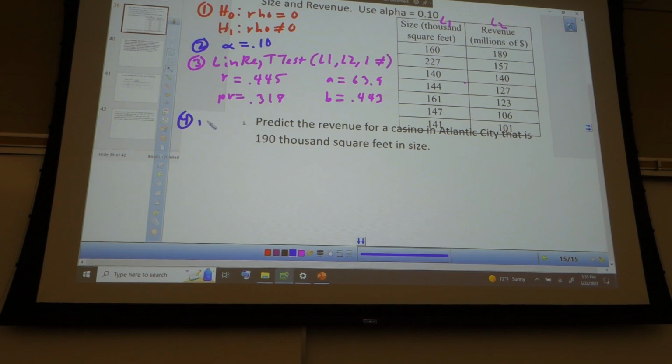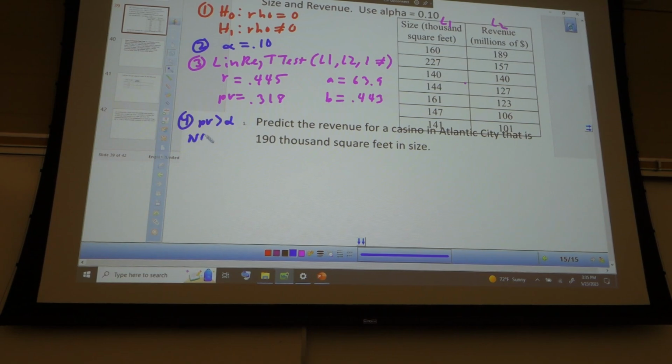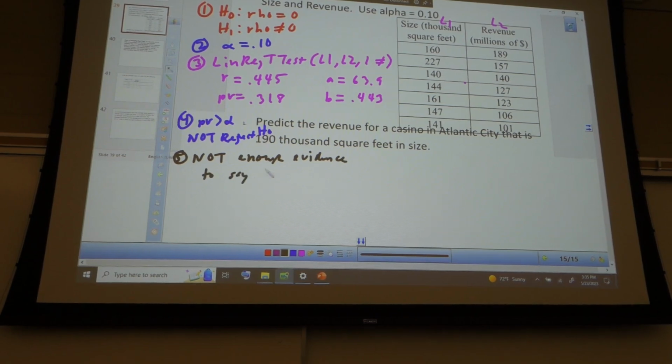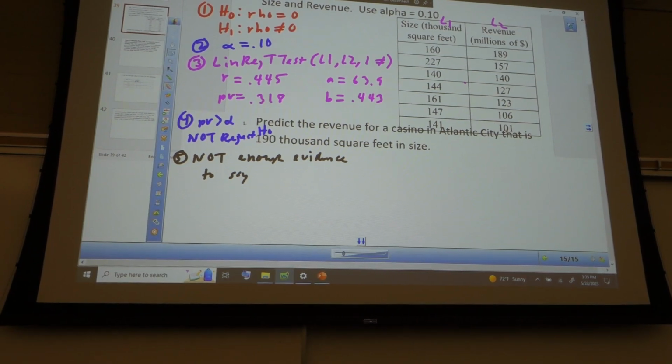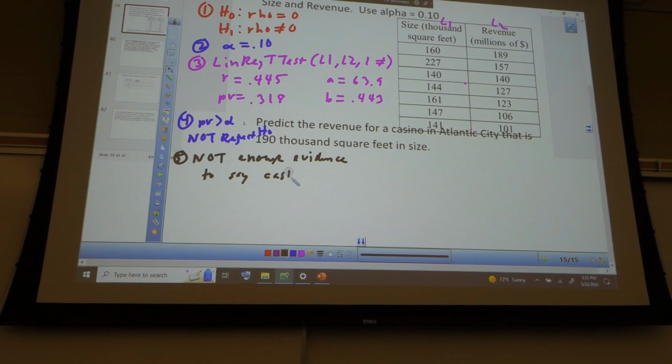My p-value is way bigger than my alpha, so I'm going to what? Not reject H naught, which means that there is not enough evidence to say size, casino size, and revenue are correlated.